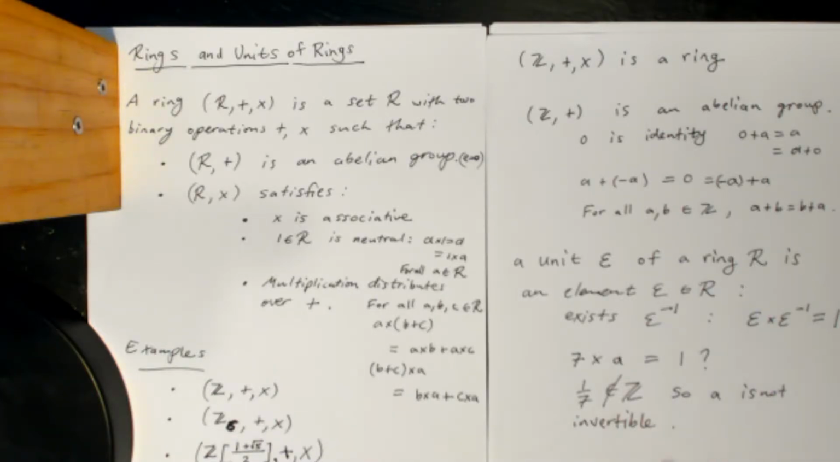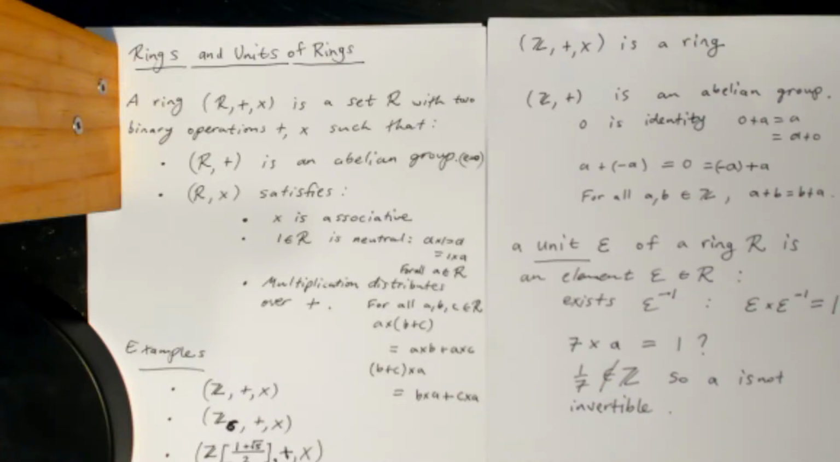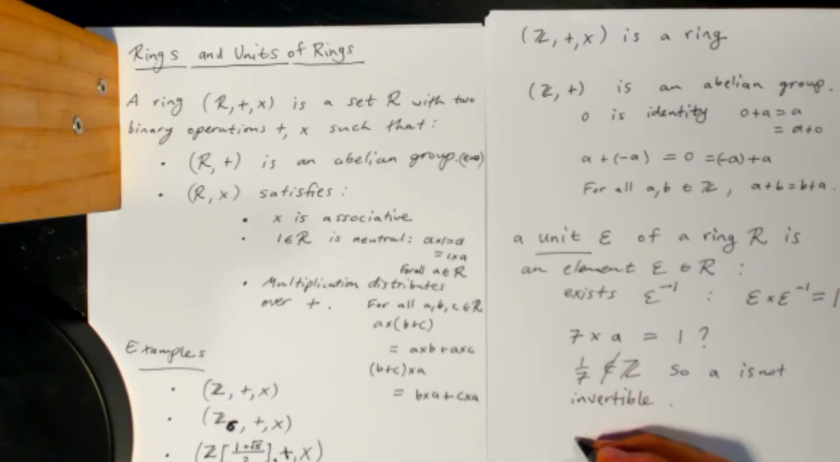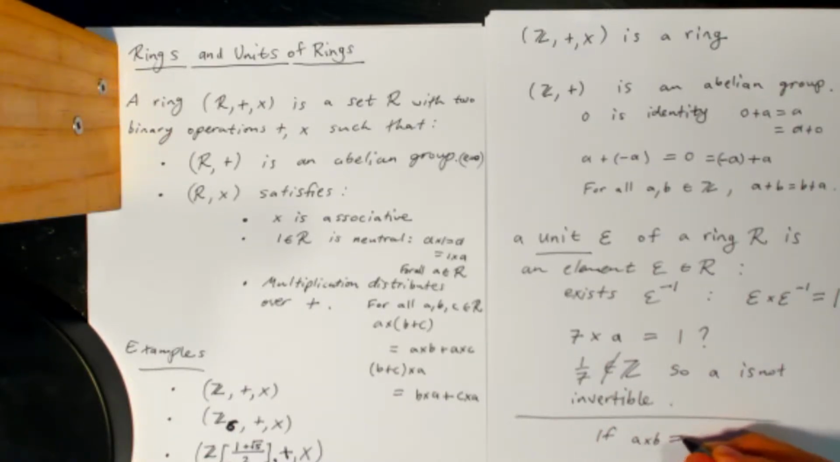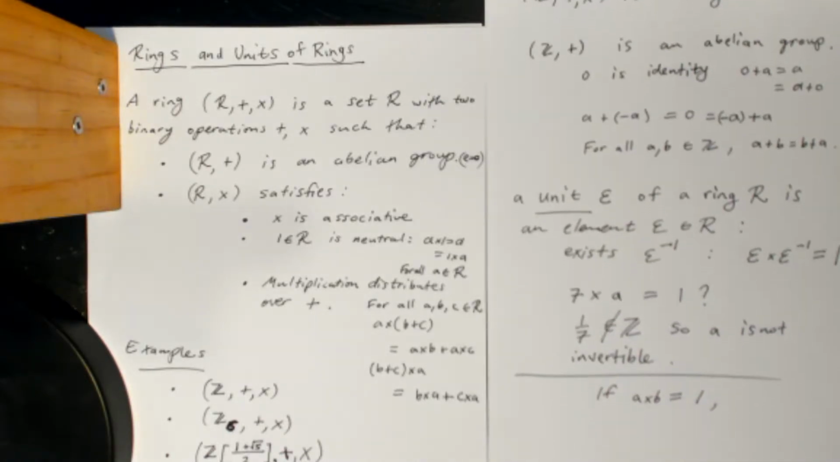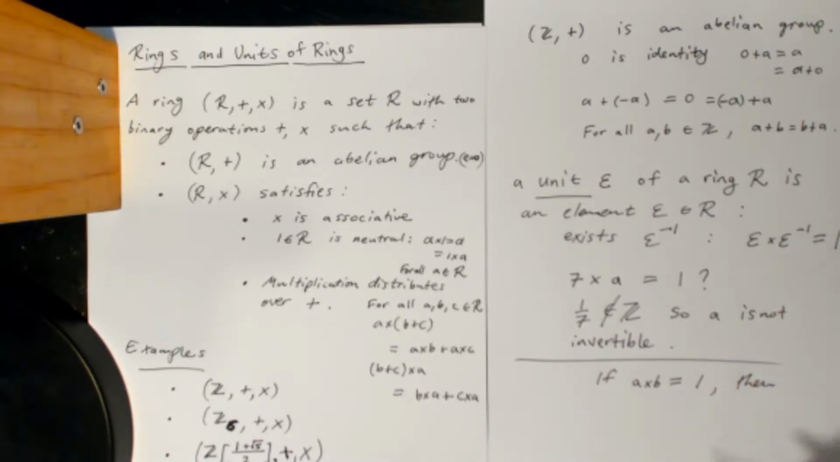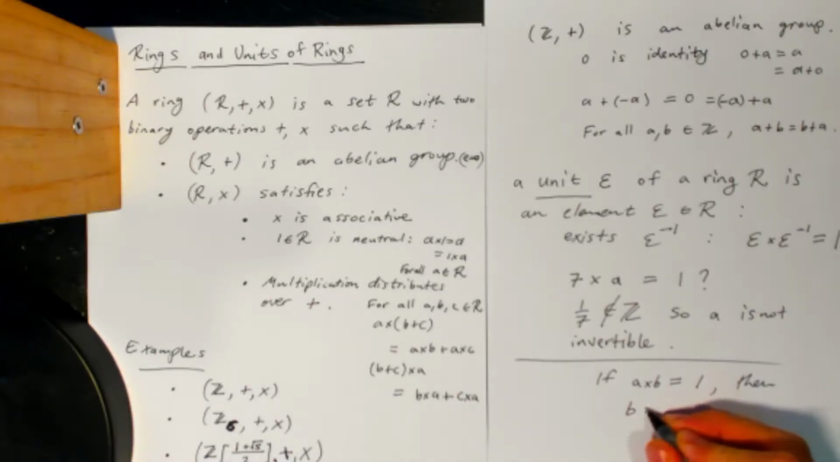Okay, so given this definition of a unit, the question is, what are the units of this ring? Which elements do have an inverse? So with that in mind, if A times B is equal to 1, then if we now solve for B in terms of A, B is equal to 1 over A.